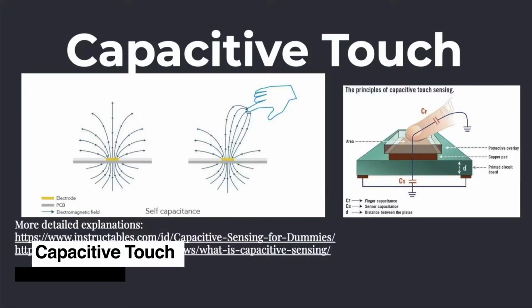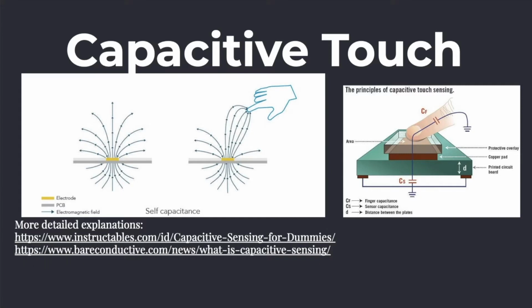Now we're going to try using capacitive touch. If you've never heard of this technology, it's a little difficult to explain. But basically, on board our Circuit Playground, we have different copper pads. These copper pads can be used to sense touch.